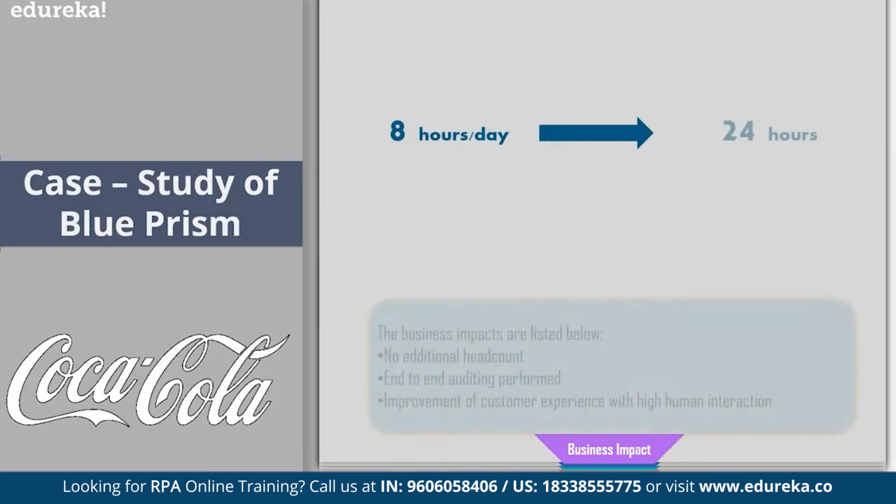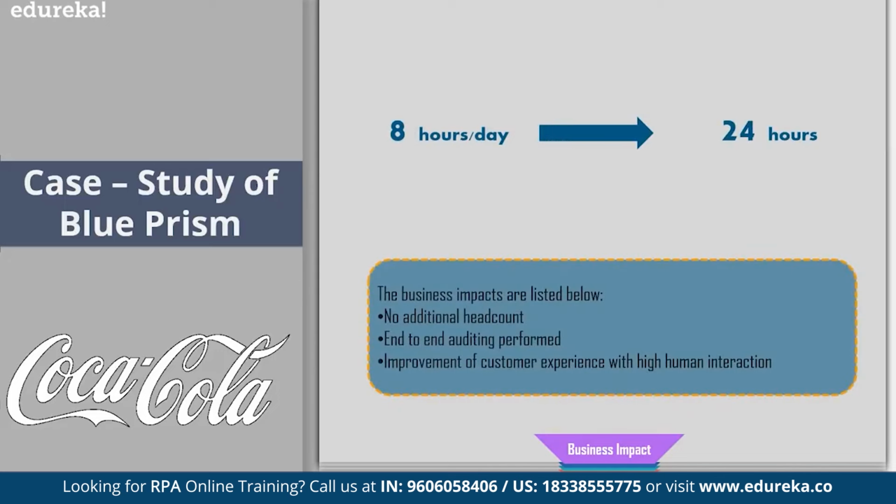Now, let me quickly tell you the business impact of using Blue Prism. The company started delivering better operational efficiencies, with the production capacity extended from 8 hours a day to 24 hours. So folks, that's a big number. When your production capacity is extended from 8 hours a day to 24 hours, that's almost 3 times, right? Apart from this, there was no need for additional headcount, so the manual workforce was reduced.